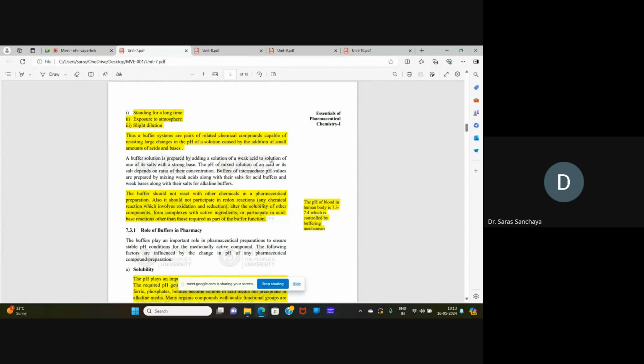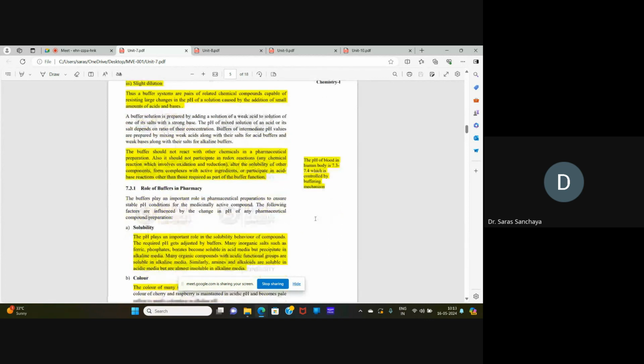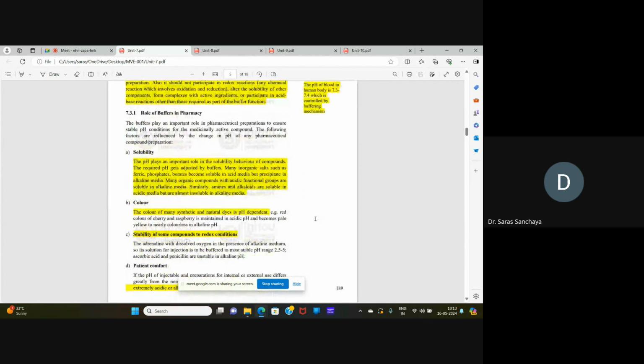So these are the basic features of a buffer solution. The pH of blood in the human body is 7.3 to 7.4, which is controlled by a buffering mechanism. Now, roles of buffers in pharmacy. First one and most important is solubility.